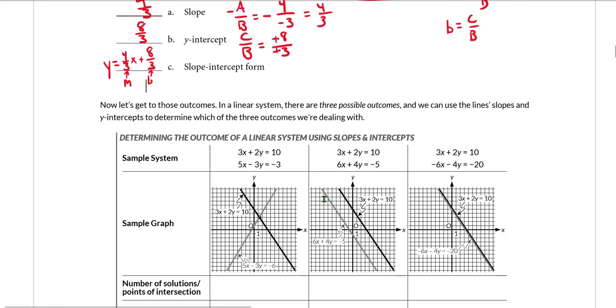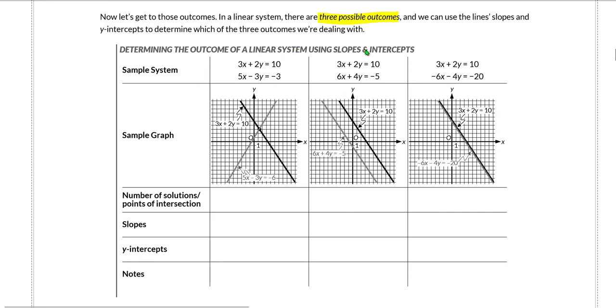In terms of the outcomes, again, the slope and the y-intercept will help us determine which of the 3 possible outcomes we are dealing with. Let's take a look at how we can use slope and y-intercept to determine which of the outcomes we are dealing with. So in this box here, we have determining the outcome of a linear system using slopes and y-intercepts. We've got 3 sample systems, one here, one here, one here.